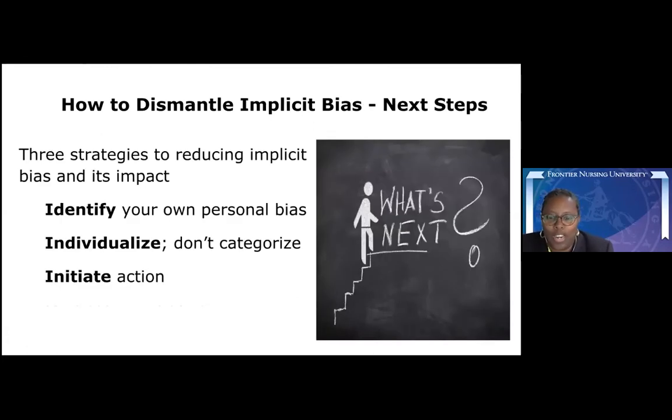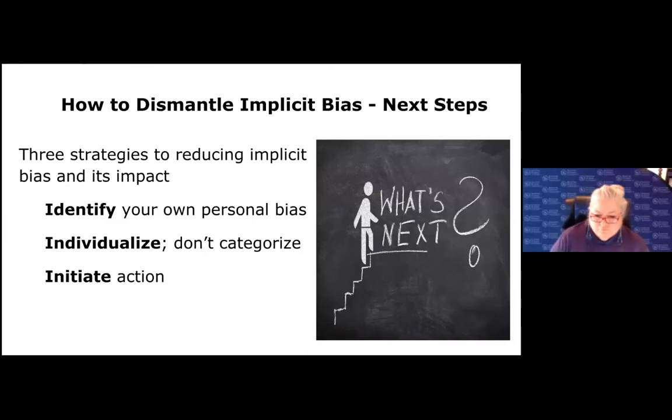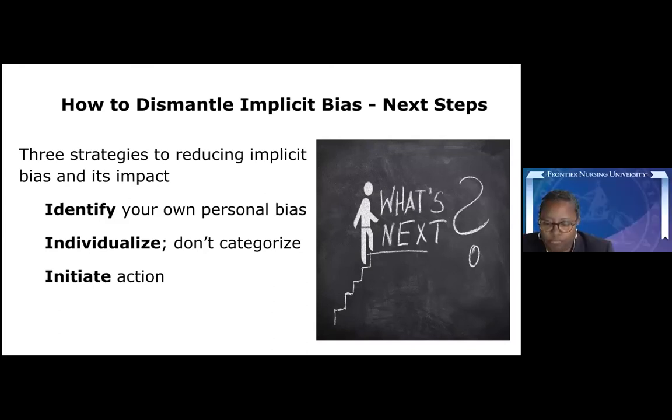And so what are our next steps? Because we don't just want to recognize that bias exists or that it impacts healthcare, but we want to start to work to dismantle implicit bias in ourselves and in our colleagues. And so we came up with 3 strategies. These are not meant to be comprehensive, but we came up with 3 strategies to reduce implicit bias and its impact. The first one is that we have to identify our own personal bias, and we have to individualize when we deal with our patients rather than categorize. And then we have to initiate action.